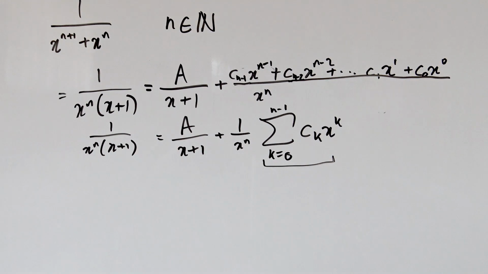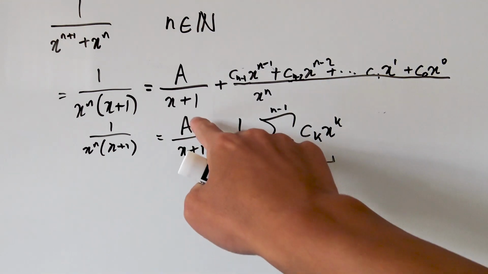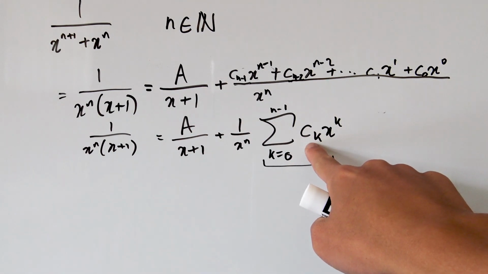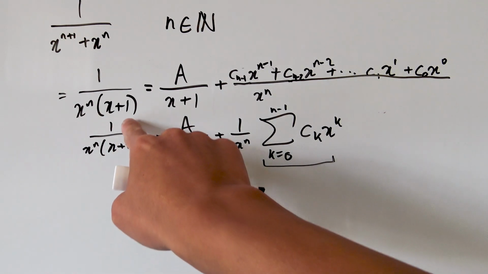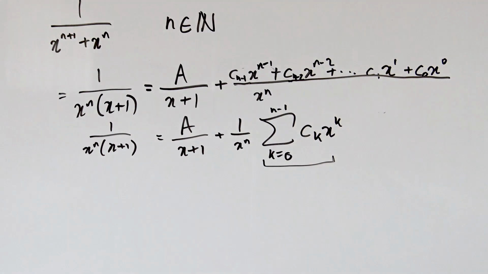Now what we want to do is figure out what our constants are, namely our a and all of our c sub k constants. To do this, why not isolate this polynomial on the top here, even though it's just a 1.